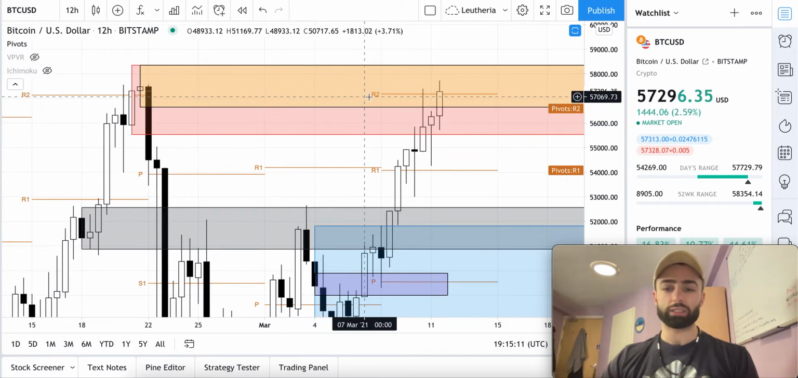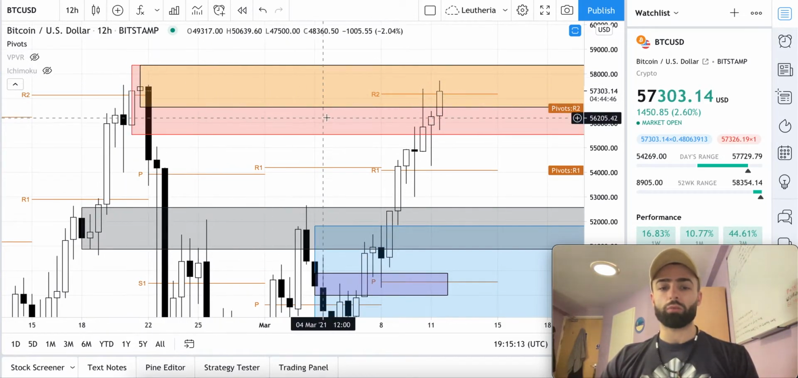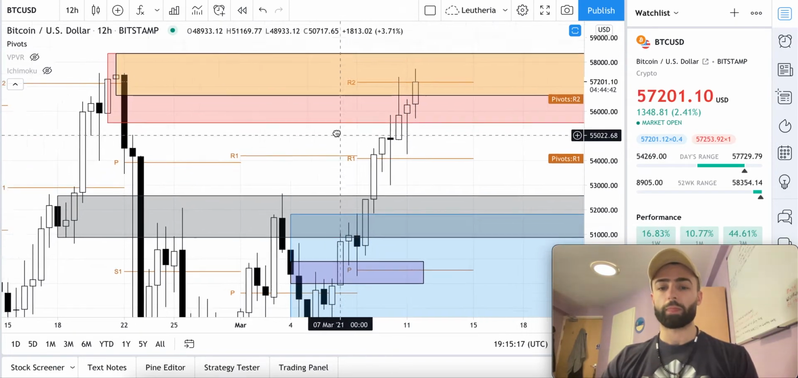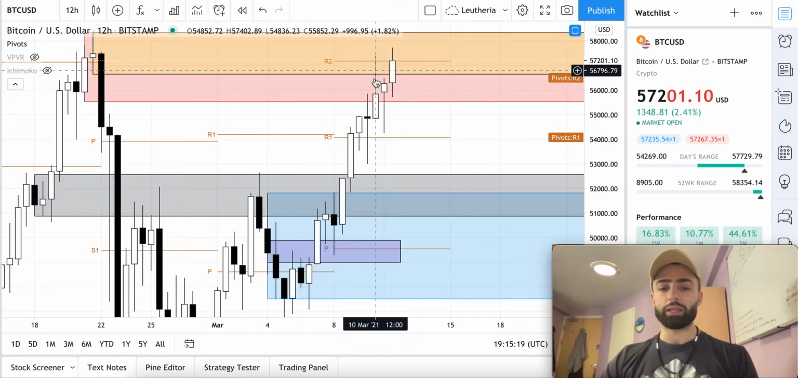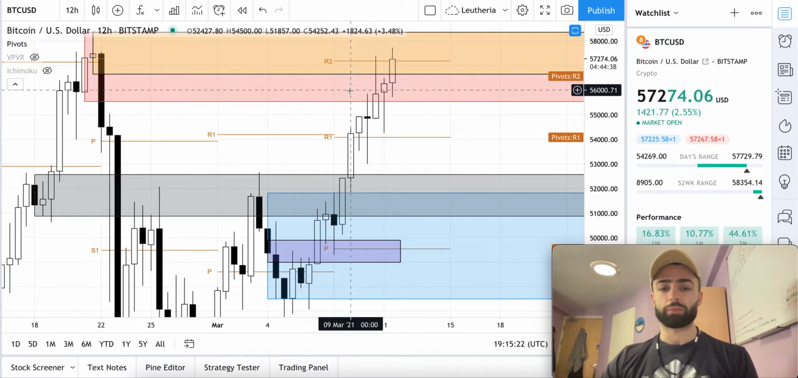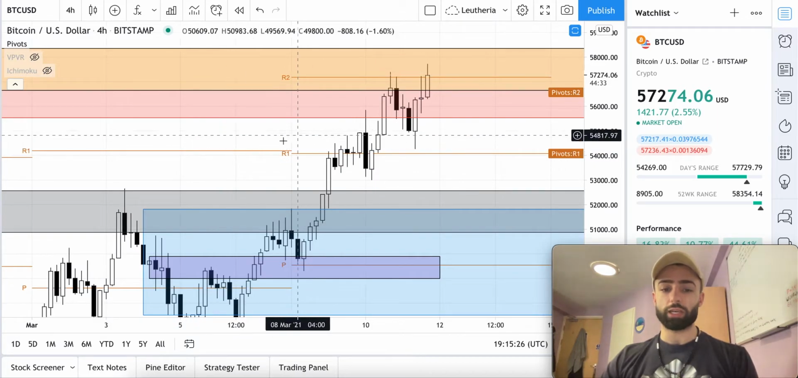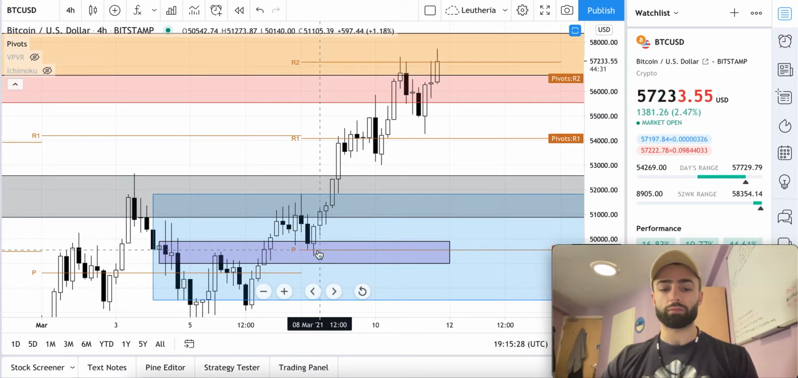So if we return to this level, people that were buying will try and sell their positions so they can get out of their losing positions. And that's what we saw right here. We saw a rejection. And so you could take the short trade there if you wanted, or you could just take profits if you were in the long from down here.